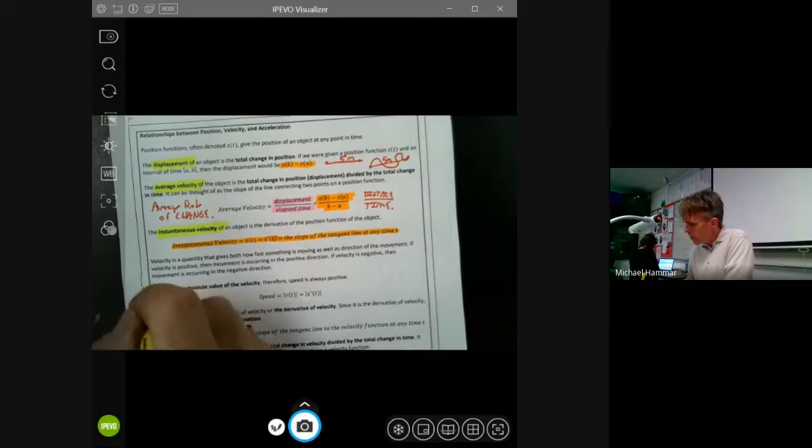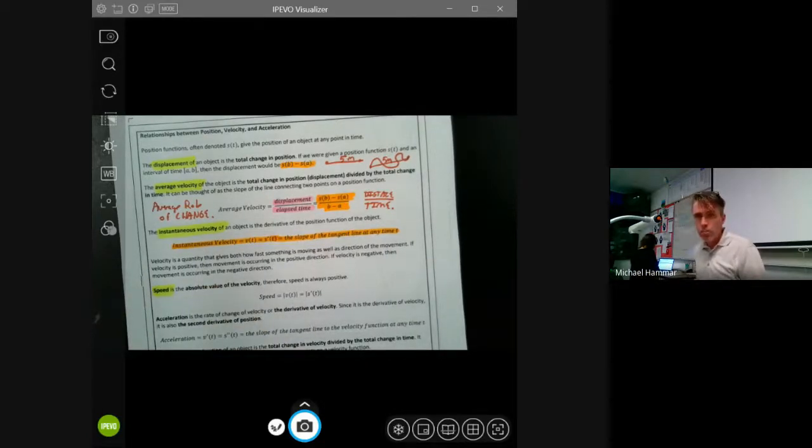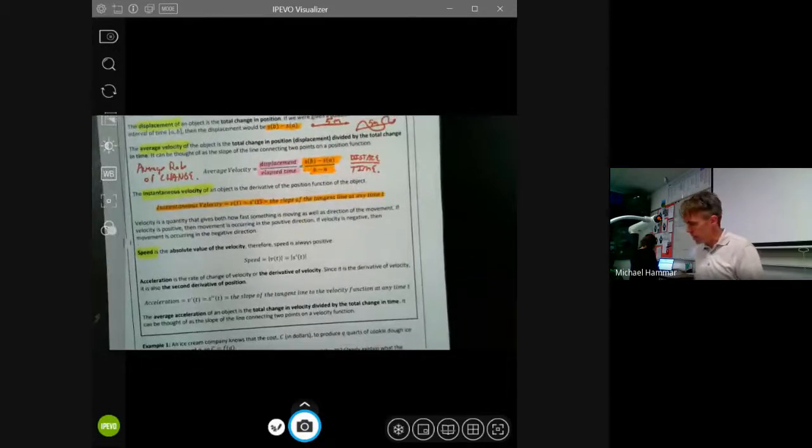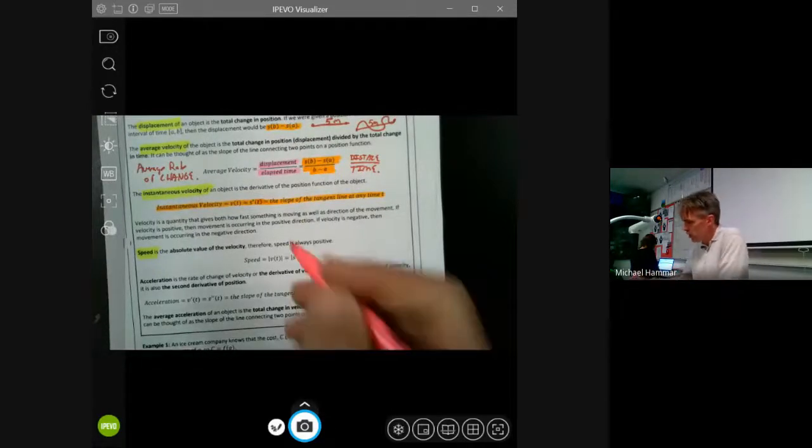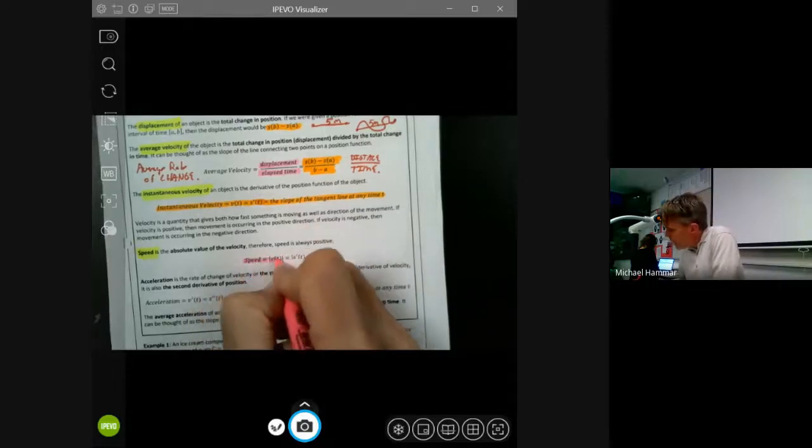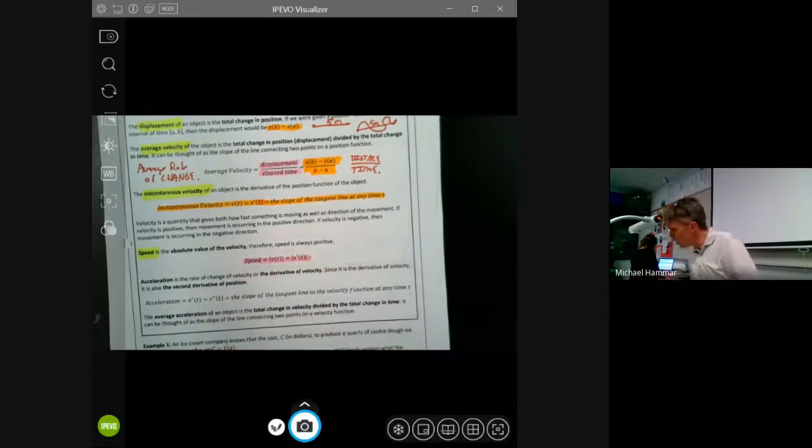Speed is very closely related to velocity. Speed is always positive. So for the speed function, we simply take the absolute value of the velocity graph. You take any velocities that are negative and make them positive. Remember, velocity can be negative and velocity can be positive. The nice thing about velocity is that if it's negative, it means you are moving to the, quote-unquote, left or the negative side. If it is positive, you are moving to the right or the positive side.